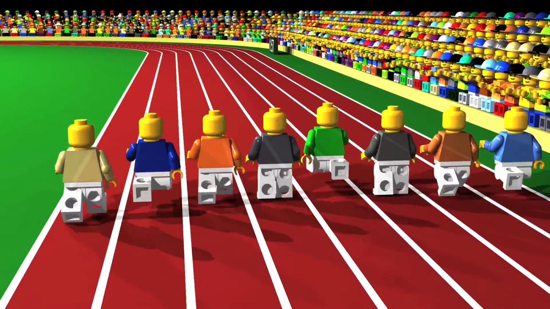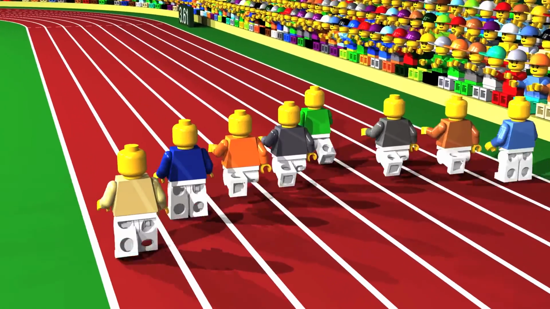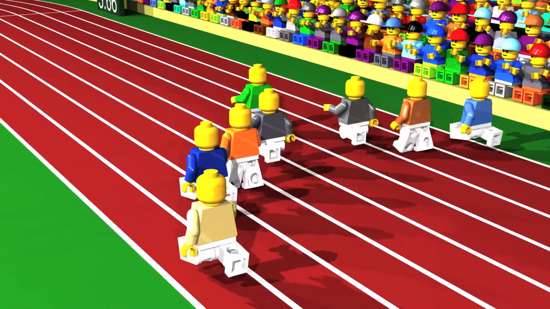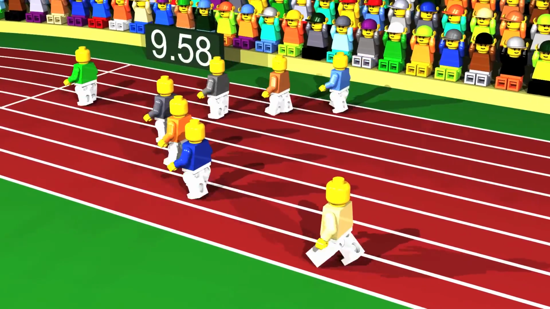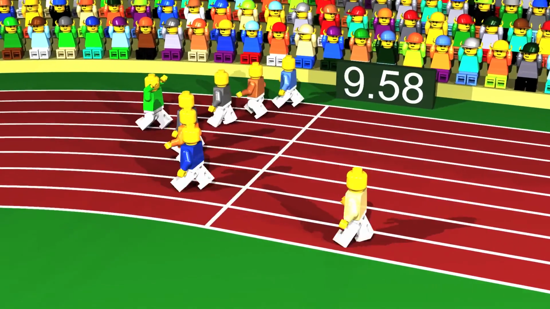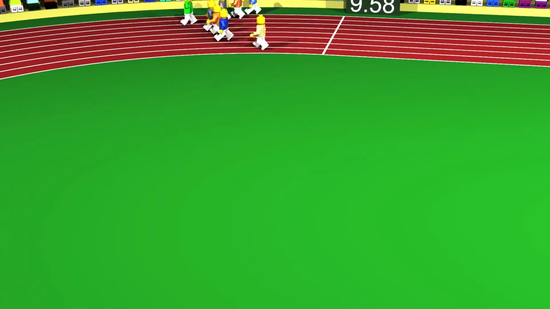A 100-meter race. Who will win? "9.58 seconds. Bravo!"